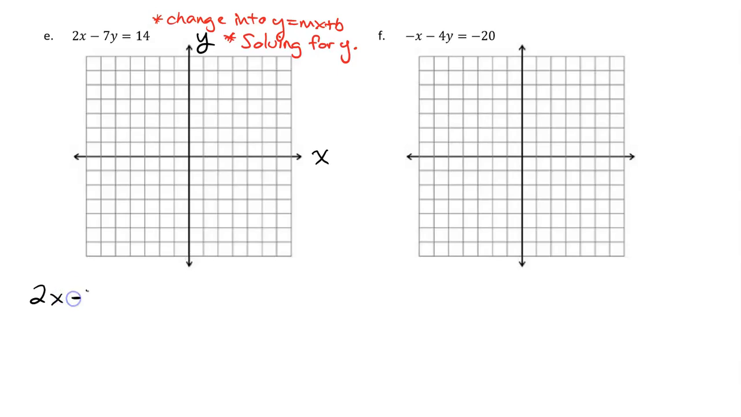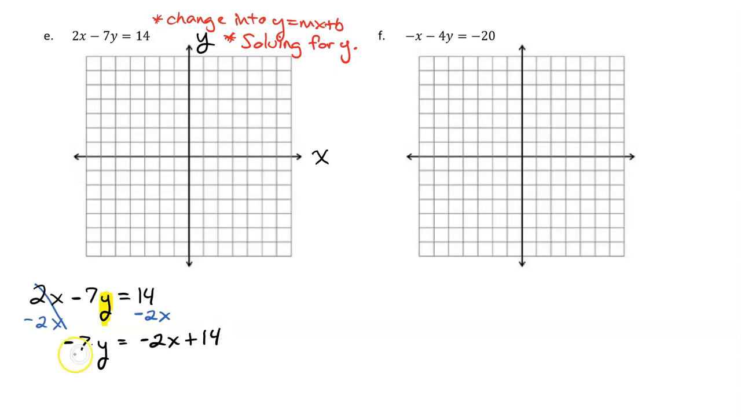So I have 2x minus 7y is equal to 14. I'm trying to get the y by itself, so I'm solving this equation for the y. Keep in mind we want y equals. So using my methods of solving linear equations, I'm going to subtract the part that does not have a y on it. So I'm going to subtract the 2x from both sides, leaving negative 7y, it's multiplied by y, is equal to negative 2x plus 14.